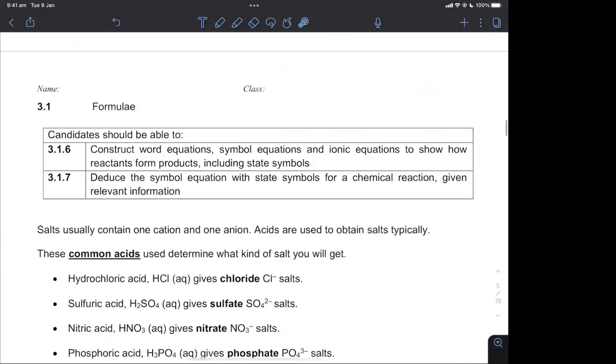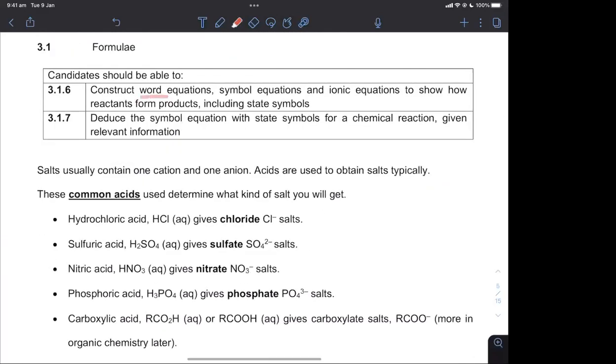The next thing is you should be able to construct word equations, simple equations, balanced chemical equations, and last but not least, ionic equations. Ionic equations are the simplest one. They show only ions, and also molecules, because molecules cannot dissociate into ions. So you have to keep them as molecules. Things like CO2, NH3, H2O remain as molecules on the product side. You cannot dissociate them further.